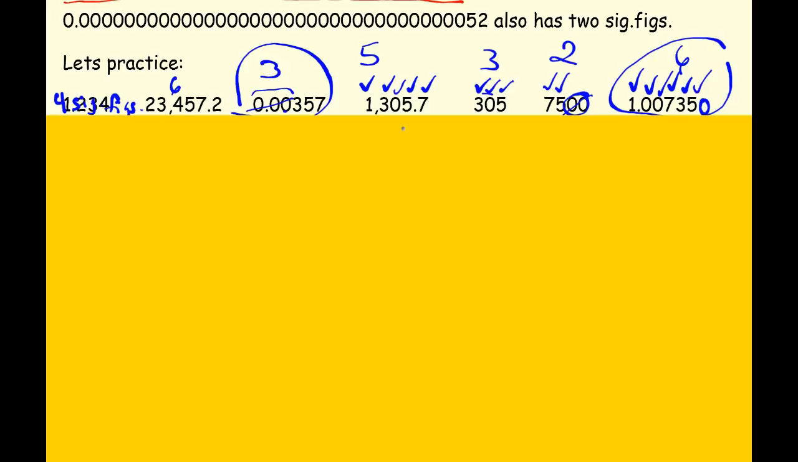So I know that's a lot of information, but we will be practicing the 4 rules throughout the rest of the year as we use significant figures when we are collecting data and when we are doing calculations in the lab.